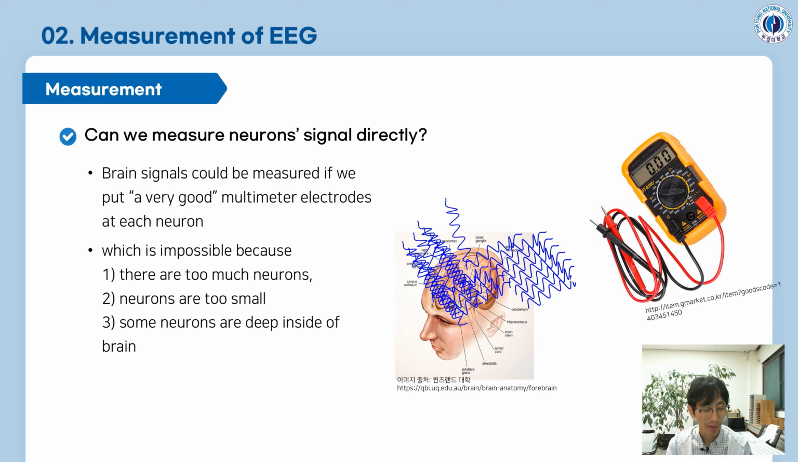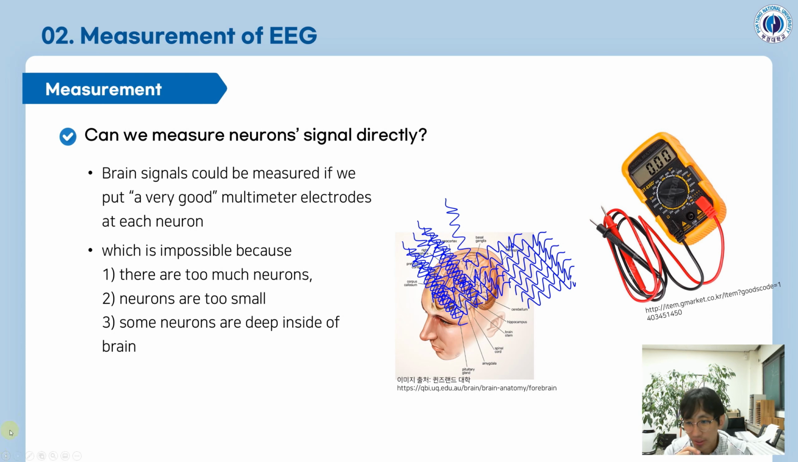because we have 86 billion neurons. So if you want to measure all the neurons' activities, probably you need 86 billion electrodes and lots of amplifiers as well. So it's difficult. And also, these neurons are too small. So it is difficult to put your electrodes directly onto the neuron.